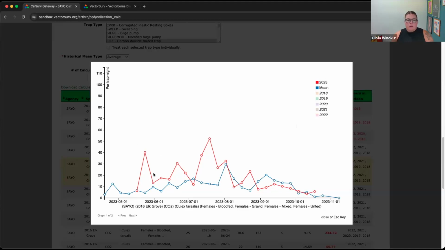You can mouse over any of the points and it'll tell you the mosquitoes per trap night for that time period. And you can screenshot these, which can be used for board reports or whatnot.